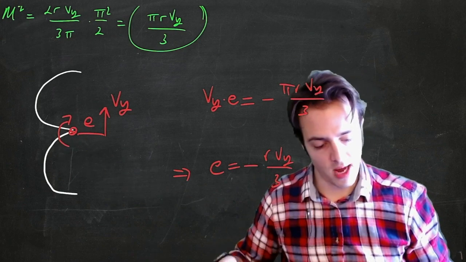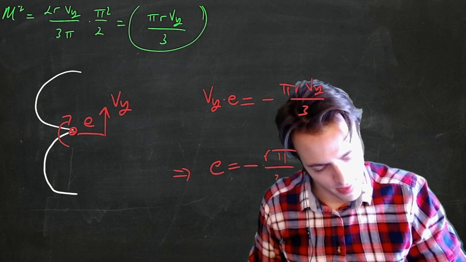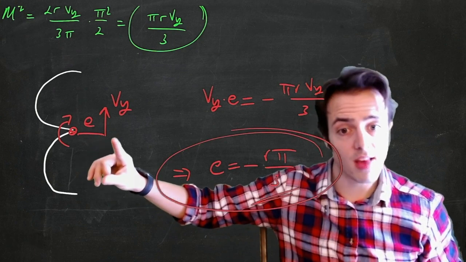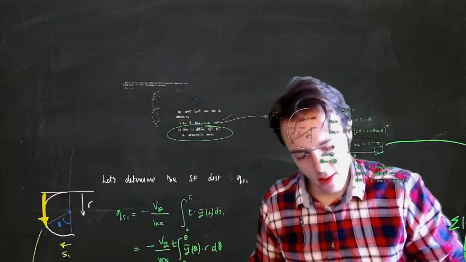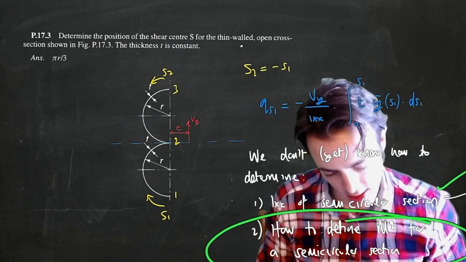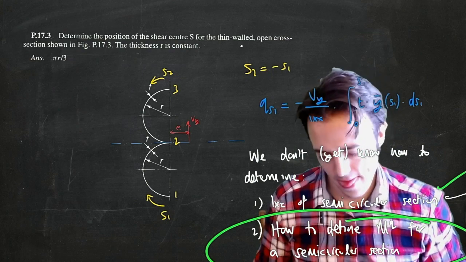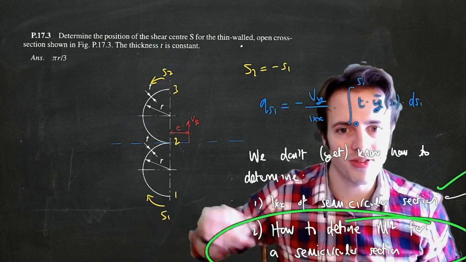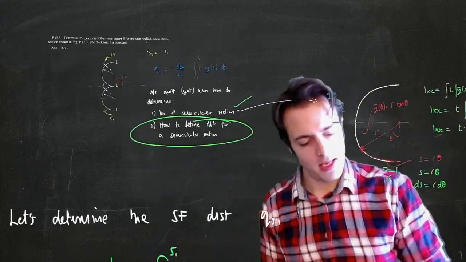Simply meaning that this distance is inside this object. It's not r Vy on 3, it's r pi on 3, okay? The way that I've defined e is that it's slightly to the right here. Back in the question, here we go. Determine the position of the shear center S, okay? And it hasn't actually said which way to determine it, but for this object, it's got to be in this direction. So it's inside the actual center of this object here.